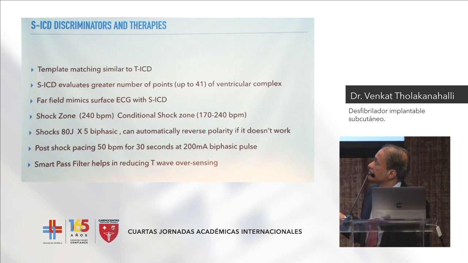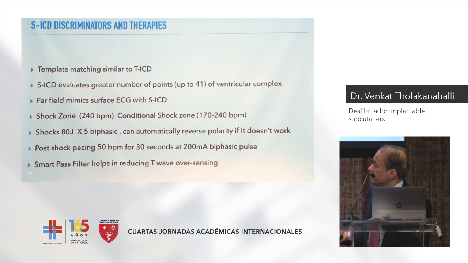Then the far field mimics actually surface, like a surface ECG, you can actually see that. And there are 2 zones which are usually programmed: the shock zone at about 240 beats per minute, and a conditional shock zone to pick up the SVTs at 170 to 240. It shocks 80 joules times 5 biphasic, and can automatically reverse polarity if it is not successful. And it has only 30 seconds worth of pacing capability after a shock, sometimes because you get a pause, at 200 milliamperes, like a cutaneous pacemaker.